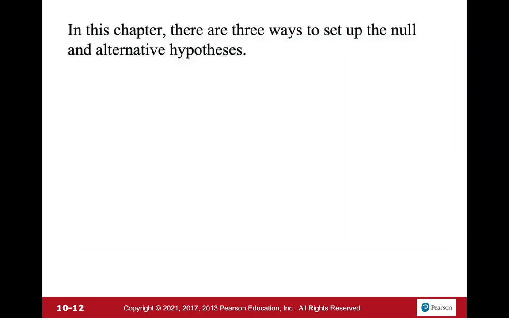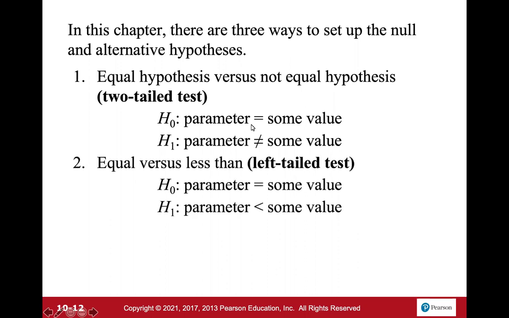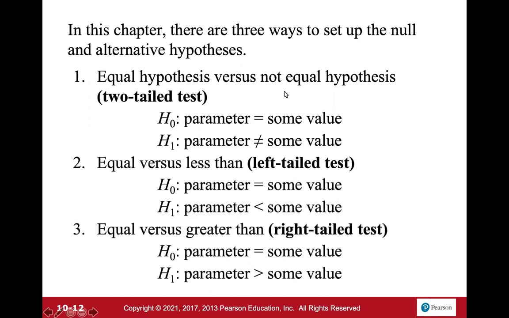In this chapter, there are 3 ways to set up the null and alternative hypotheses. We could have the parameter equal something. For all of them, H naught is going to be equal to. Notice equal to here, equal to here, equal to here. But the difference is with how they state the alternative. The alternative could either be not equal to, less than, or greater than. So these are 3 different tests.